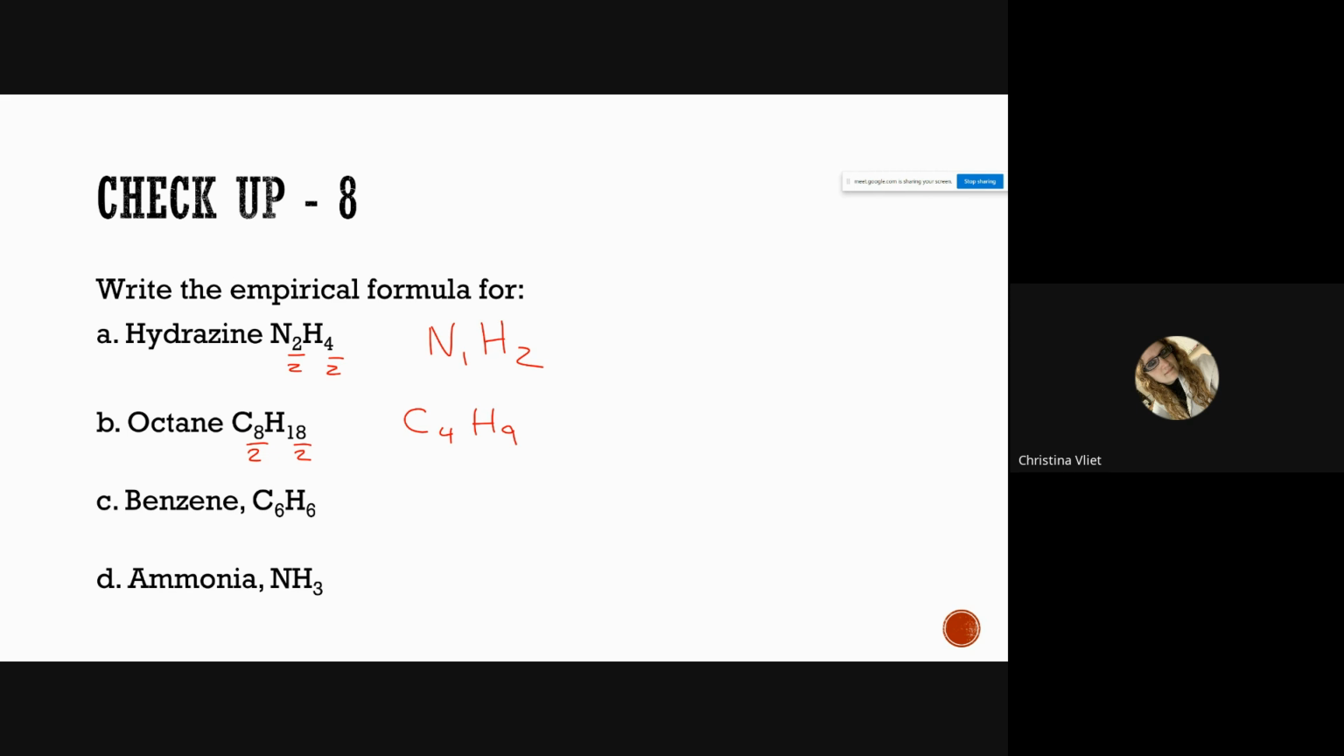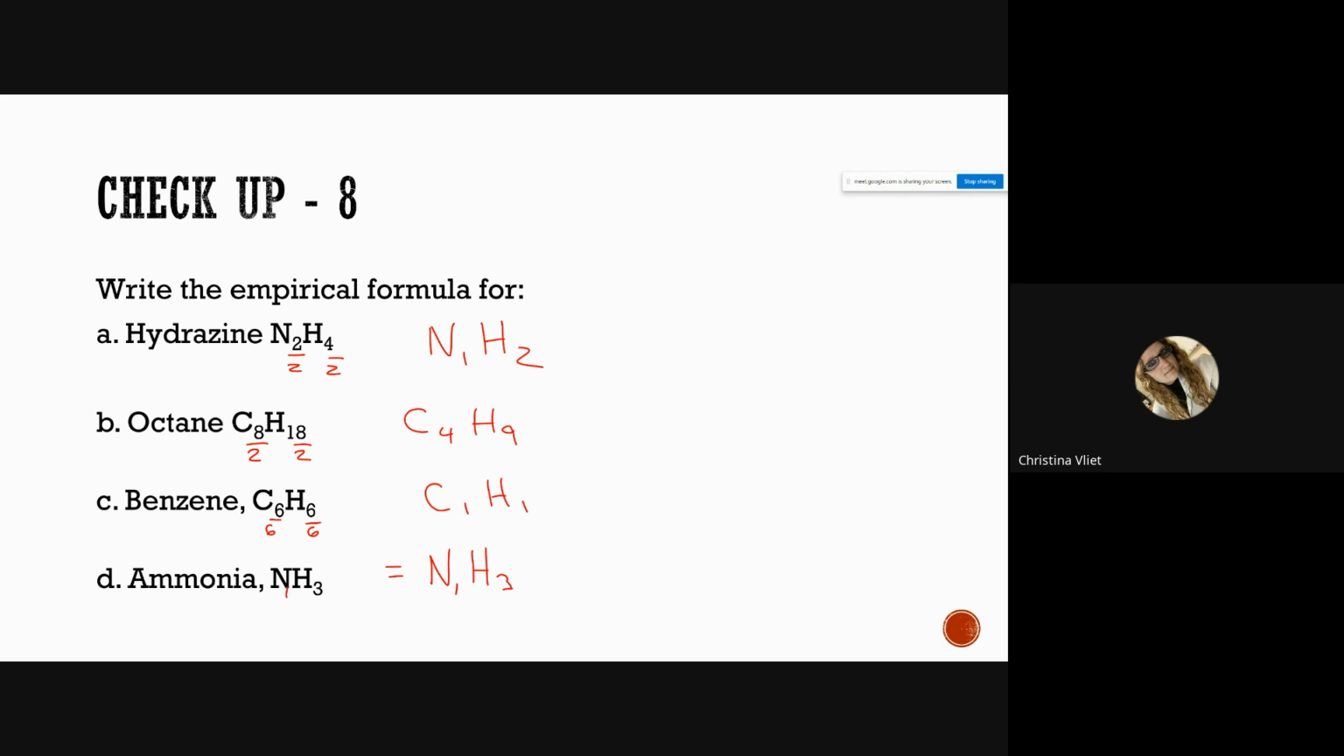Benzene, C6H6. Divide each of these by 6. You get C1H1. You don't have to write the ones. You could write CH. That will be fine. Ammonia. Correct. Because what's not written to you is that that's a 1, right? So N1H3, the number in common is 1. It stays the same, which is why sometimes it's important to just have that one there, just to recognize that.